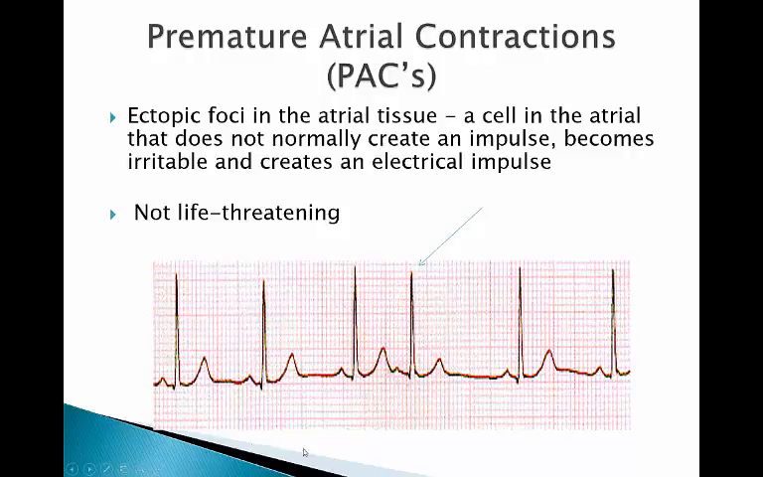So right here is the PAC. As you can see, it's even, and it should come about here, but it doesn't. It comes early. But it's got a P wave, a QRS, and a T wave like every other one. It just comes in early.